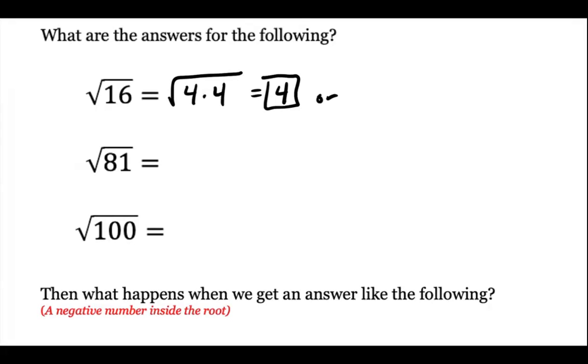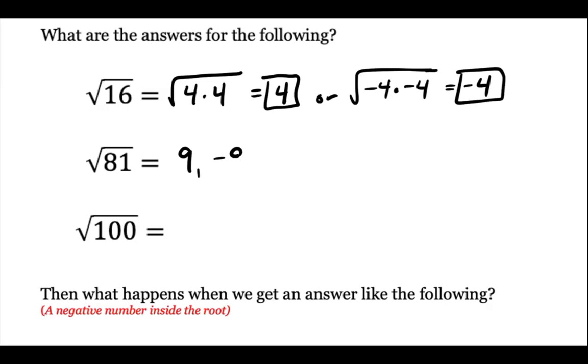Say that again, Jose. How about this? Would that give me 16? It'd be positive, right? So I could also have a negative 4 as an answer. I could have a positive 4 or a negative 4. Either one of them is the square root of 16, because it times itself will make a positive 16. So knowing that, what's the square root of 81? 9 or negative 9. Good. How about 100? 10 or negative 10. Good.